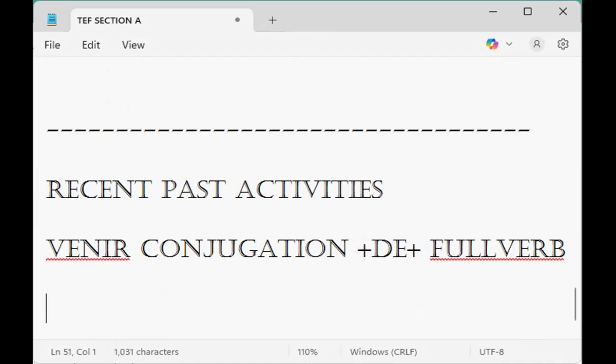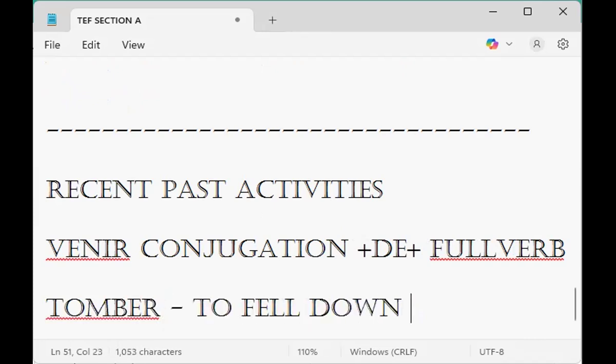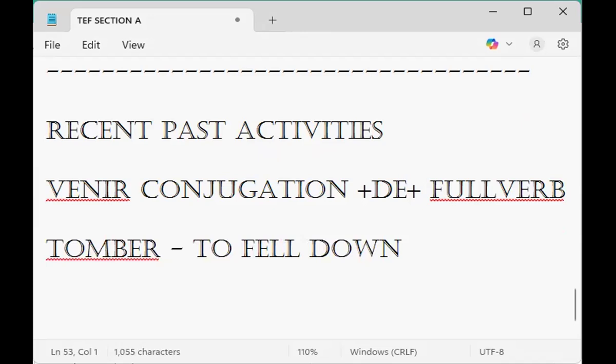I have just fallen down. Tombe is a vocab, to fall down. Tombe, c'est clair. Bien. So, venir conjugation, see, I'm saying for recent past activities, I use venir conjugation, je viens. Okay? I'm using venir conjugation, je viens. You know what is venir conjugation, Oshin? No, sir. Huh? I didn't.